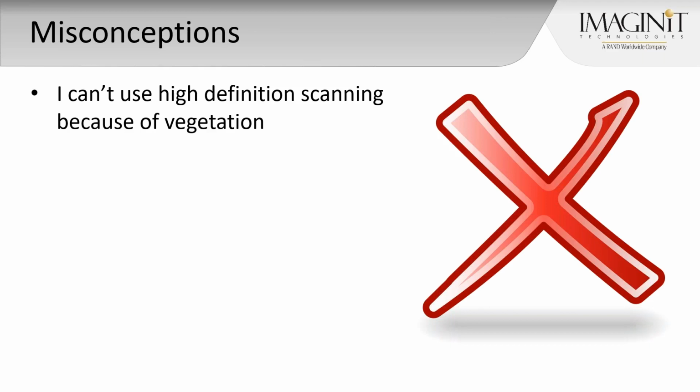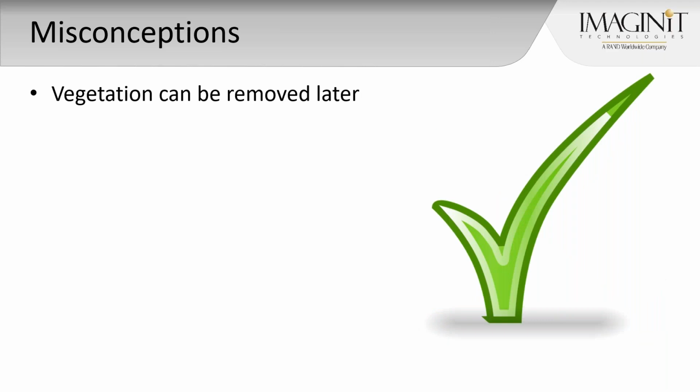So one of the ones is I can't use high definition scanning because of vegetation, right? Well, you might not be able to scan the vegetation itself, but remember, we can tie some of our scan data on the hardscape, on a bridge, on a road, on a site, to traditional survey data, okay? And that vegetation can be removed after the fact. The software allows us to select certain types of data and just simply remove it.